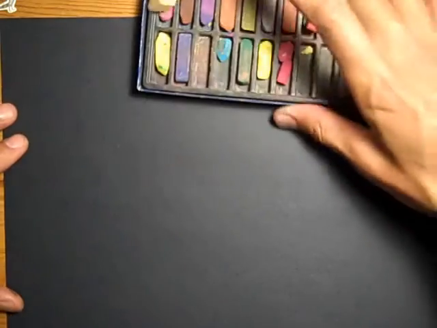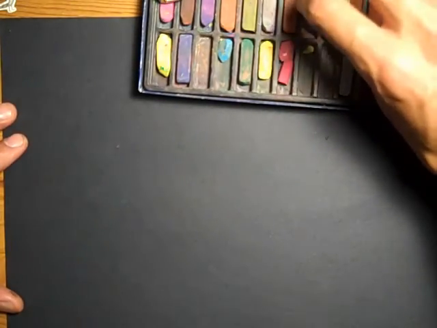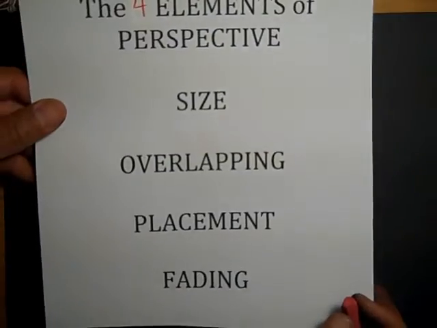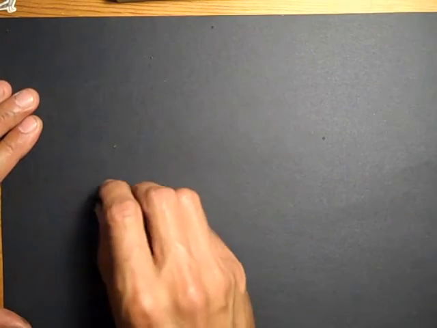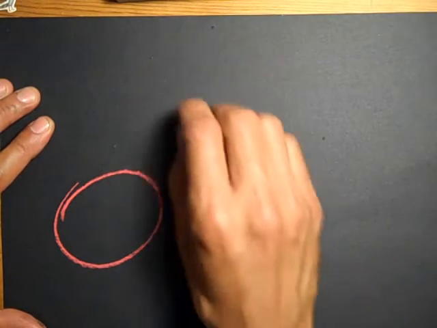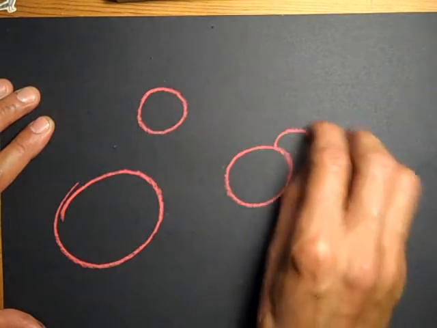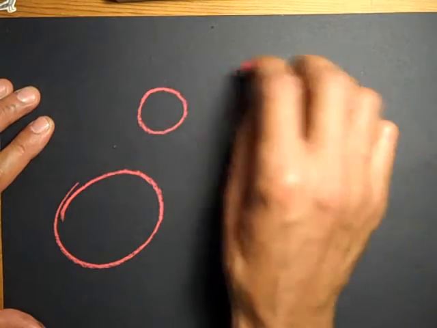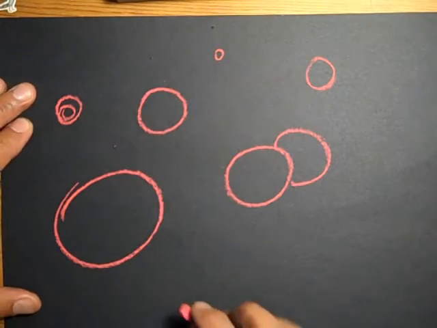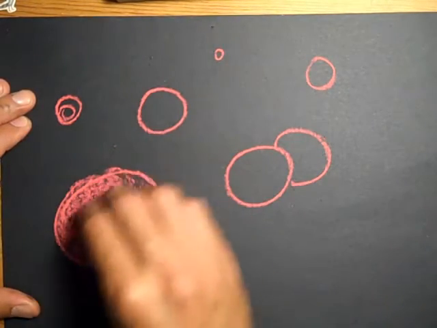You will have a sheet of black paper and a set of chalk pastels. Pick a fruit, keep it simple, and use the four elements, size, overlapping, placement, and fading, to create a picture with perspective. So I will draw some apples, one behind that one, maybe some smaller ones way up here. And start coloring them in.